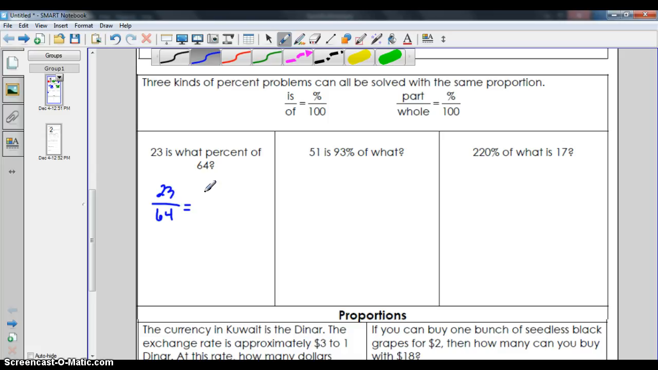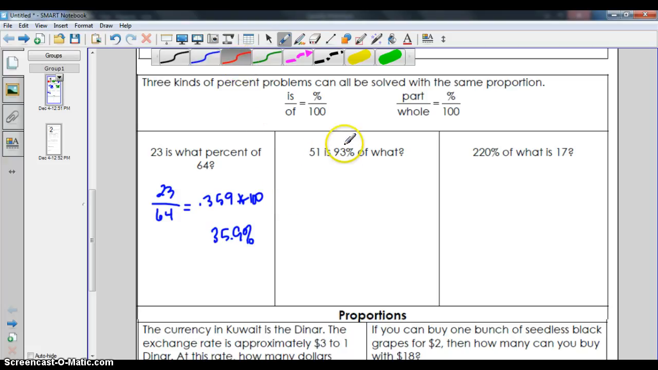So we can go ahead and do that on our calculator. 23 divided by 64, and then we wind up with, again, that decimal, and we have to times it by 100. So 0.359 times 100, and we'd have 35.9%. And then think about it and make sure it makes sense. Is 23 less than half of 64? Yeah. So definitely it should be under 50% because we know half of 64 is 32. So make sure it makes sense.